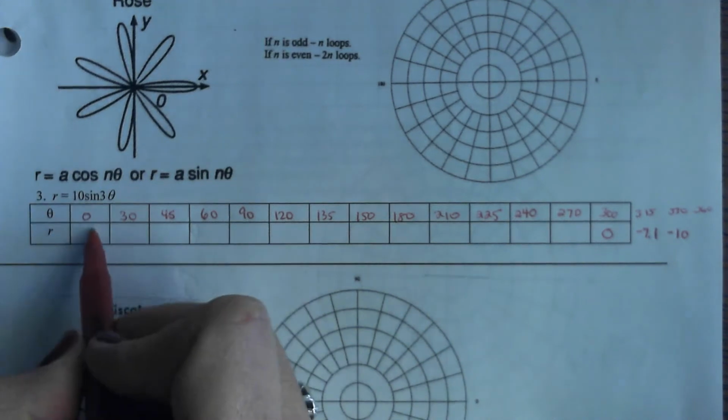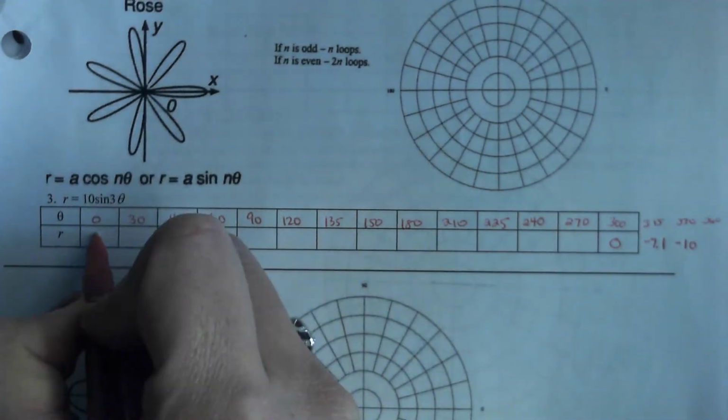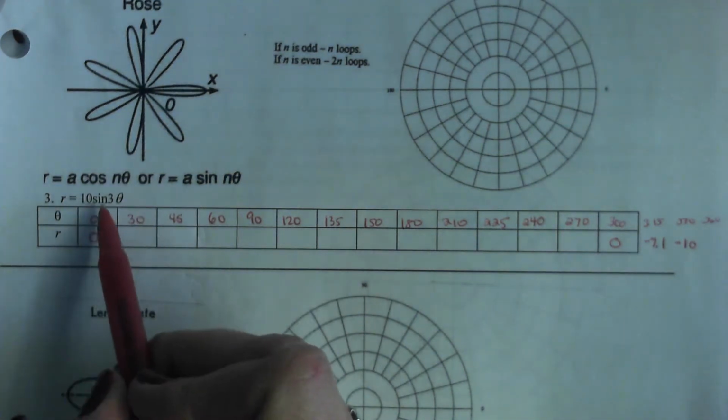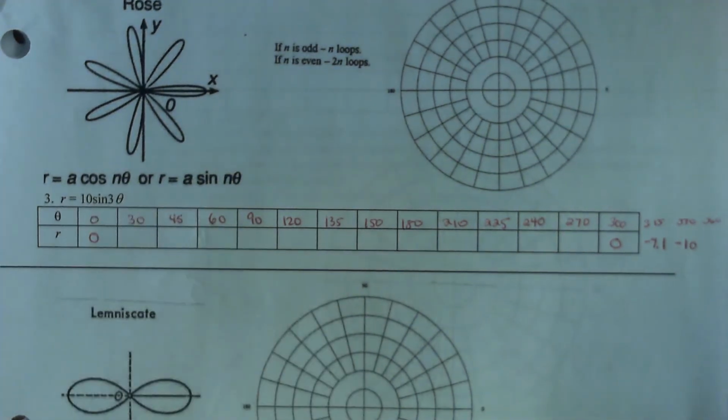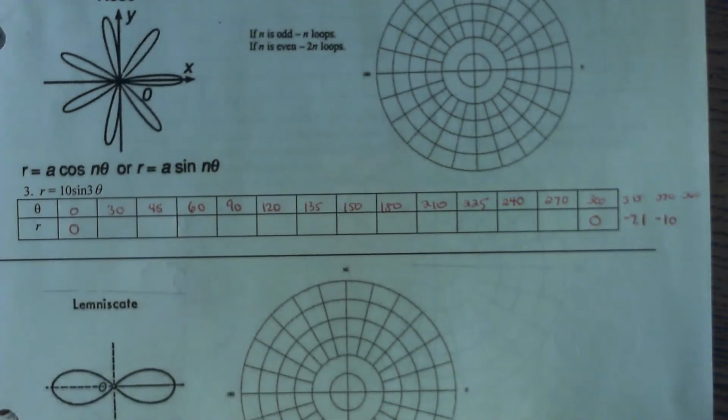Okay, what do we have for 0? Who can help me? Faith, what'd you get? 0, 0 is correct. You type in 10 times the sine of 3 times 0, 10 times the sine of 3 times 30, 10 times the sine of 3 times 45, and so on.